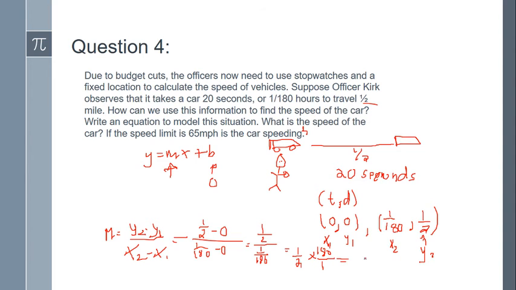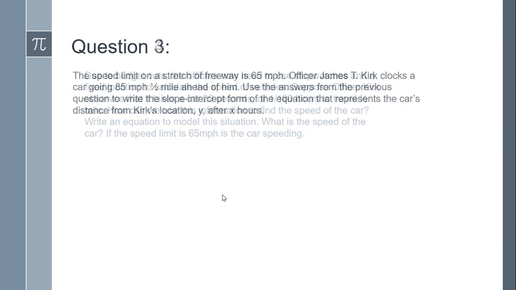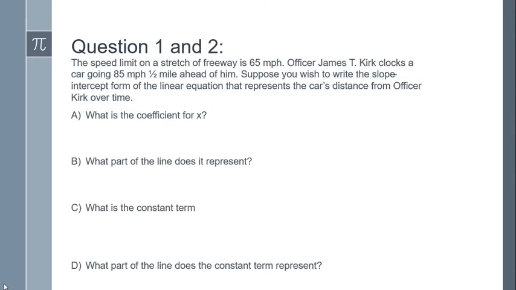So now I can multiply straight across and I'd get 180 divided by 2, which in this case is equal to 90. That means this car is traveling at 90 miles per hour. And this is the speed and it represents the slope in our slope-intercept equation. So now we can write the equation as y equals 90x plus 0. We don't need to add the plus 0. So this is the equation that represents this car's distance from Officer Kirk over time x, which is in hours.